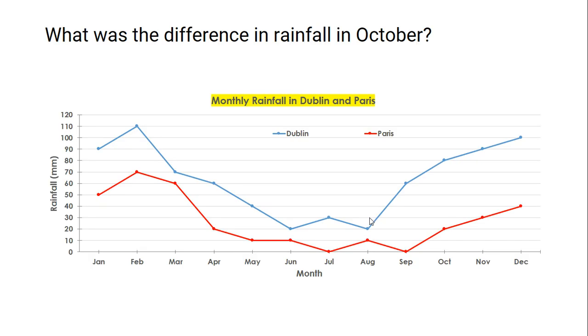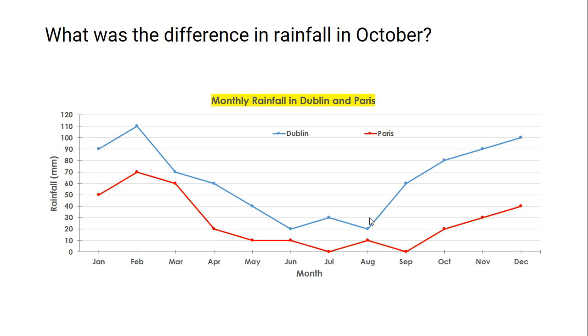So today we're going to be having another look at line graphs. So the first question we have is, what was the difference between rainfall in October between Dublin and Paris? So we have a look down the vertical axis. We'll see the rainfall is in millimeters, and the horizontal axis at the bottom there are the months of the year. The blue line represents Dublin, the red line represents Paris.